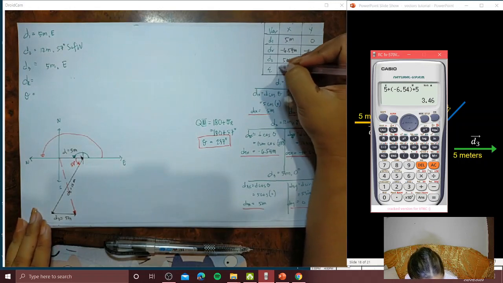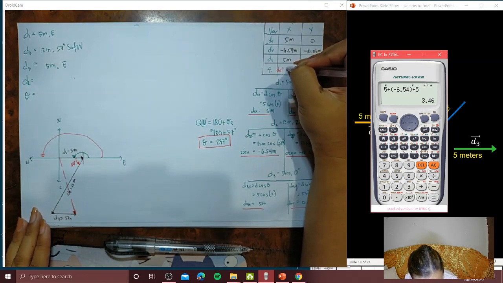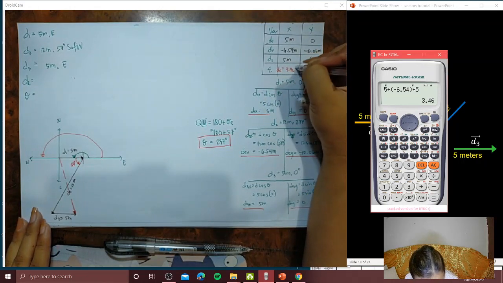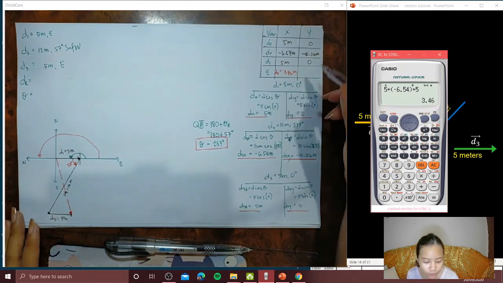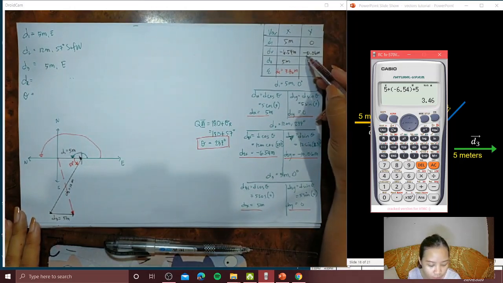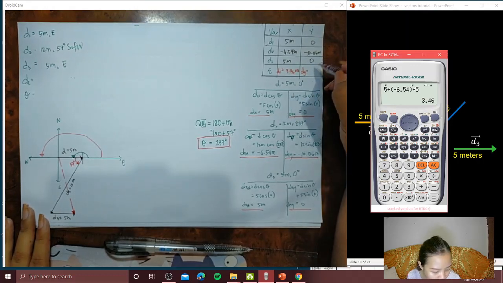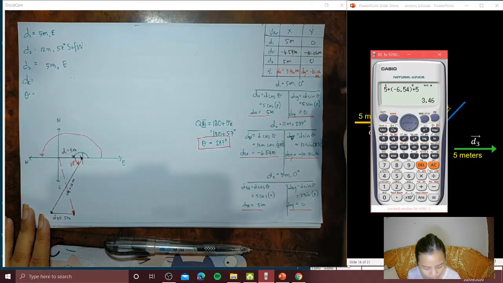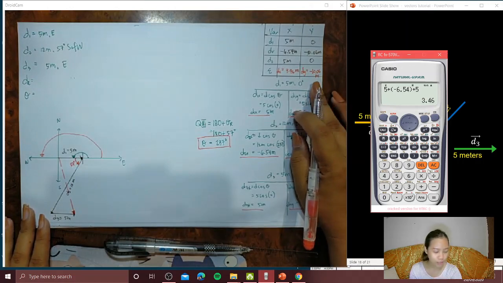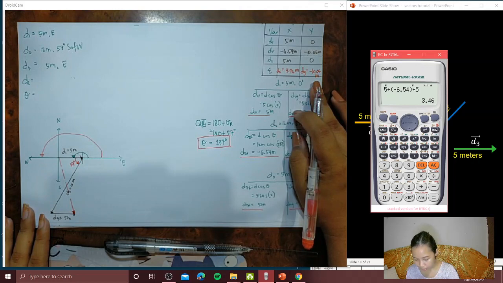So we have d sub x natin is 3.46 meters. Now, how about your d sub y? If you can see, siya lang isa ang value. So for d sub y, this is equivalent to negative 10.06 meters. So ayan. This is now the value for our d sub x and d sub y.